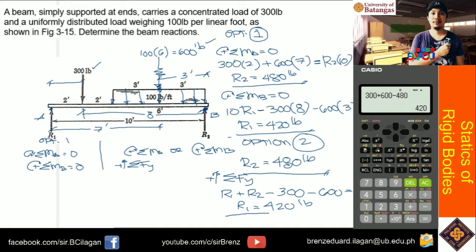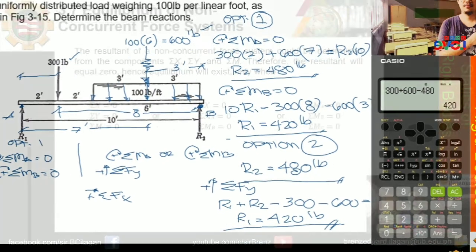Ayan. So, guys, nasa sa inyo kung alin yung gusto nyong gamitin. Combination lang yan. Pwede kang mag-moment A or moment B, and then yung isang equation, mag-summation ka ng forces Y. Hindi na natin ginamit yung summation ng forces X, ha? Kasi kung mapapansin nyo, wala naman tayong horizontal forces na hinahanap. Okay, so let's proceed with the next topic.